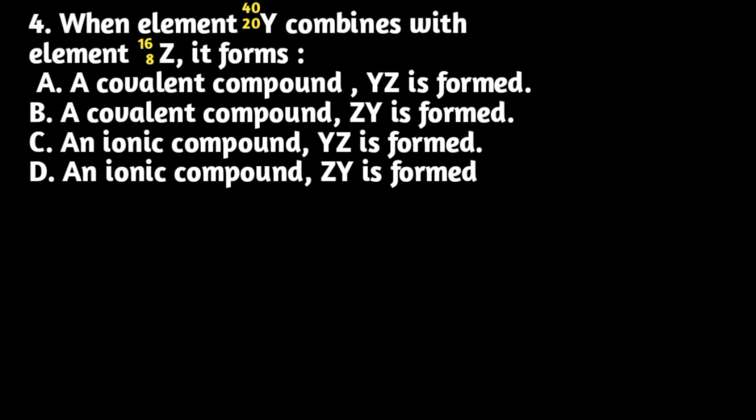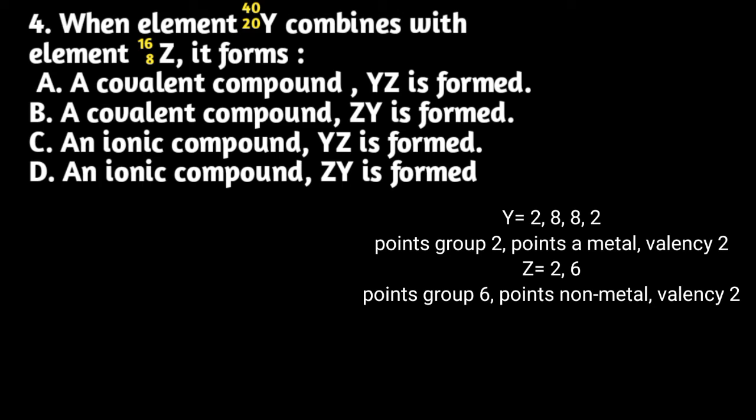nature. Actually, look at that 20. If we have the electronic configuration, we are going to notice that the valence electron is going to be 2, pointing to a valency of 2. So we are going to have Y2+. And we have the Z, which is 8.